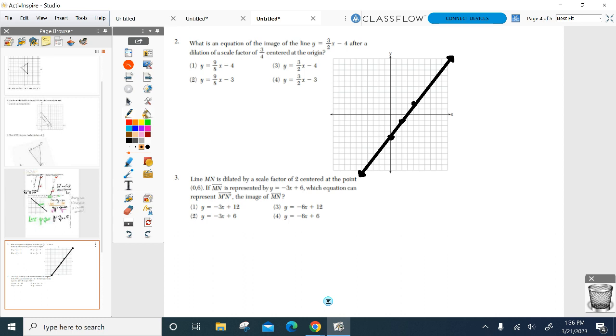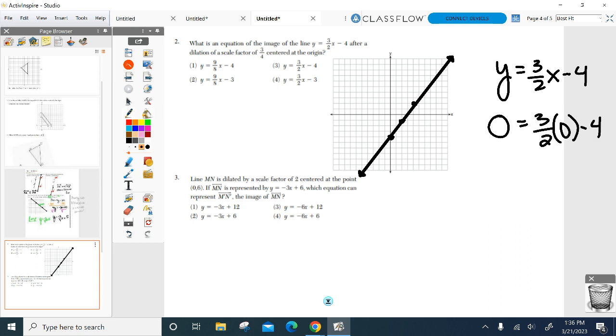If we did it algebraically, take a quick look. And again, you guys choose what's best for you. (0, 0). So is 0 equal to 3/2 times 0 minus 4? Is 0 equal to -4? No, it's not. So it's not on the line. Okay, so that means I can't just say it remains the same line. It's a new line now. All right, it just moved somewhere.